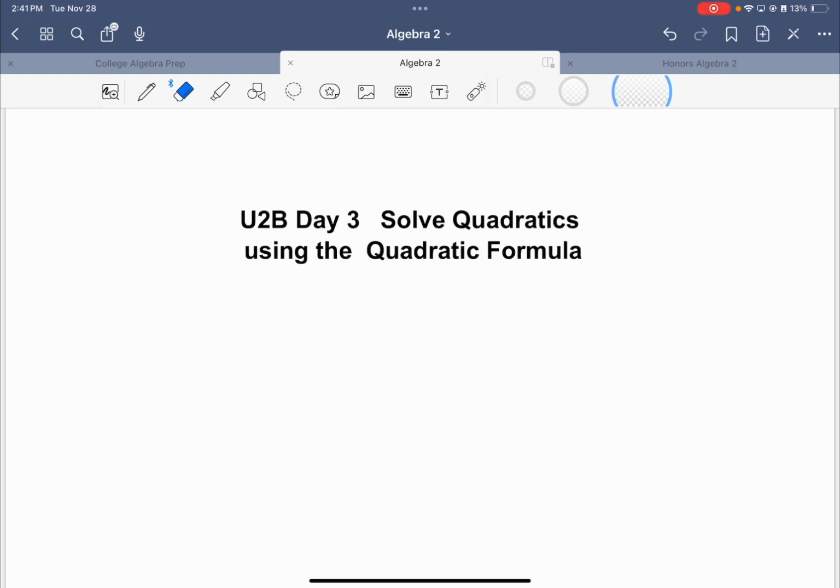Objective number 3. You will be able to sing out loud the quadratic formula song using a method of my choosing.